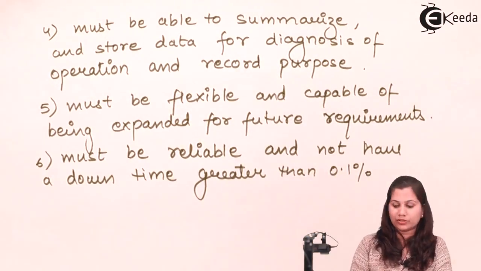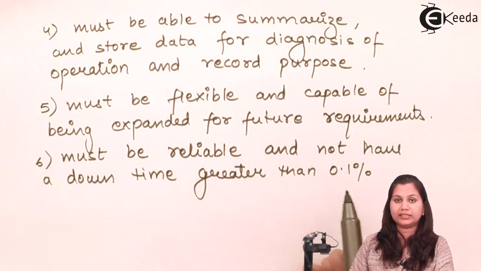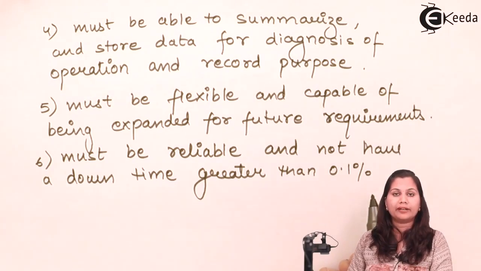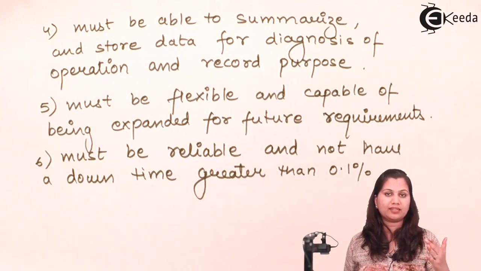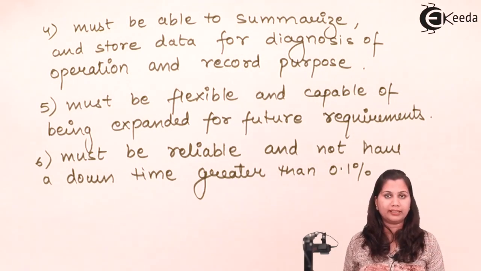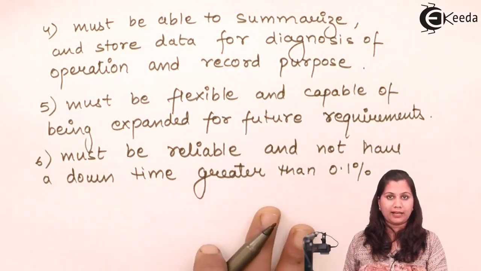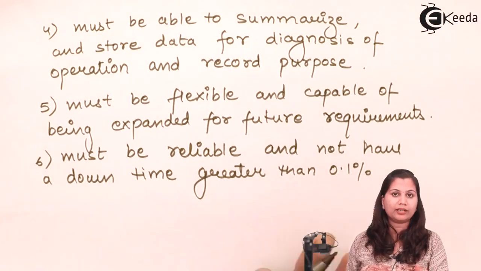Also, the data acquisition system must be reliable and not have a downtime greater than 0.1%. Reliable means that if we are using the system for a longer period of time, its performance is not degraded and its efficiency does not decrease. So at every stage it is going to give us accurate and correct measurements, and correct data is available to us. So it must be reliable and it should not have a downtime greater than 0.1%.